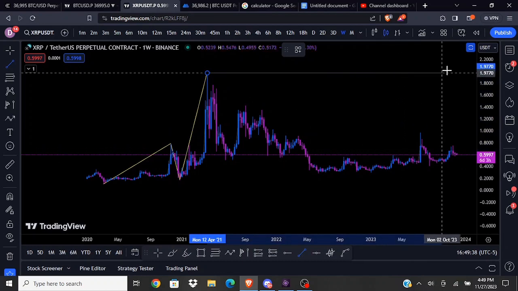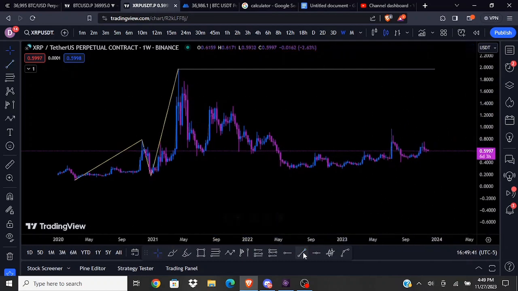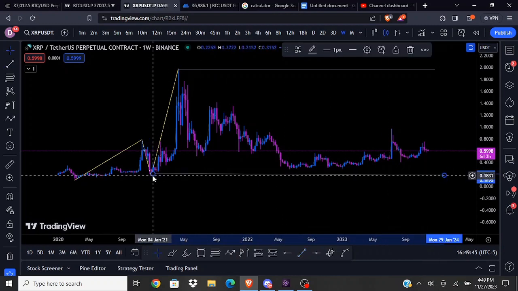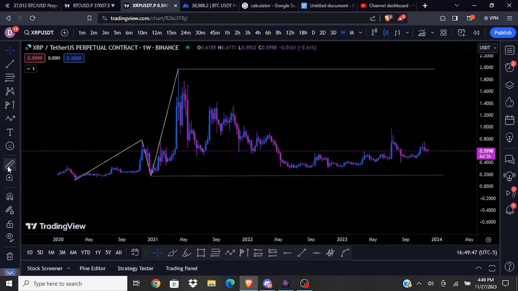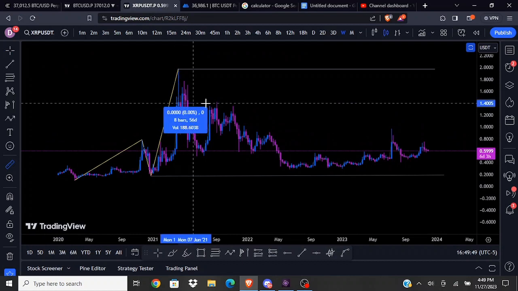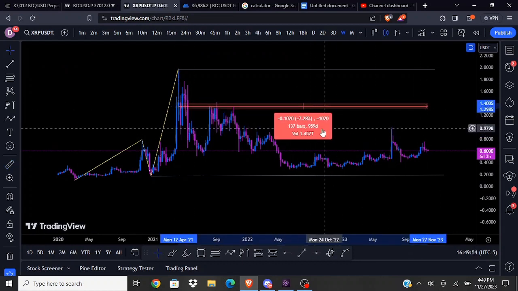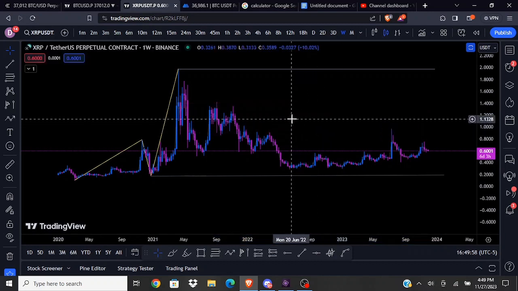That means that XRP has been trading in between these two weekly market structure points for basically this entire time since the bull run, I guess. So if I take a measured move, we've been trading in between these points now for about 960 days. So that's like 2.5 years, something like that.